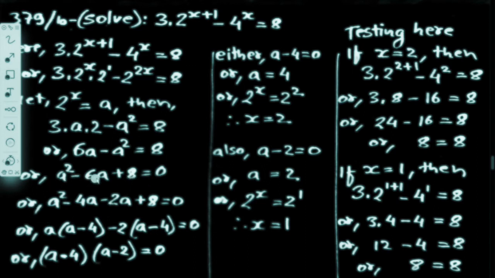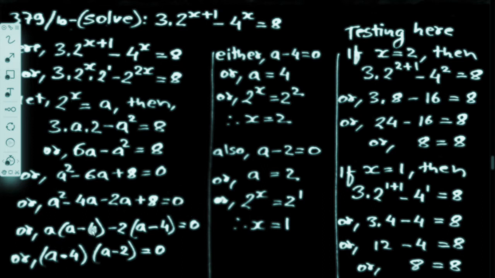Now from this expression we should factorize to get the value of a. To help factorization, 6a should be broken into two parts: a square minus 4a minus 2a plus 8 equals 0. Now 6a is broken into two parts, 4a and 2a, which together make 6a. It becomes a square minus 4a minus 2a plus 8 equals 0.